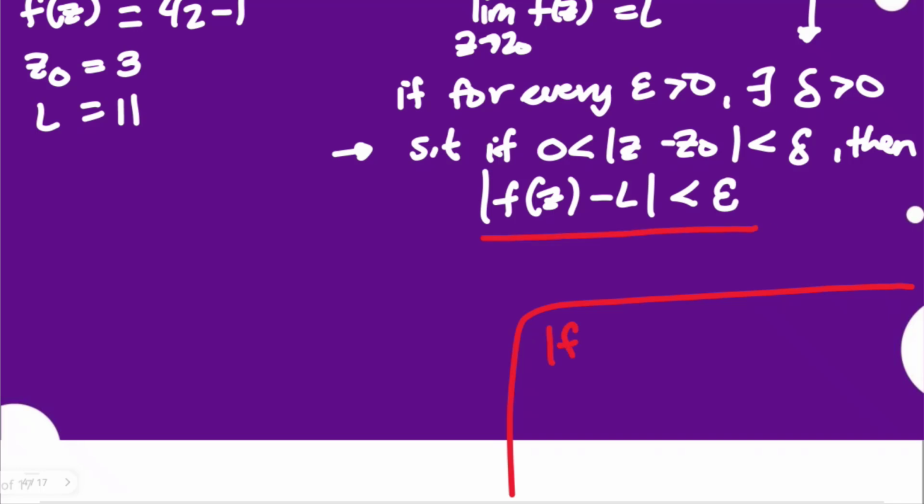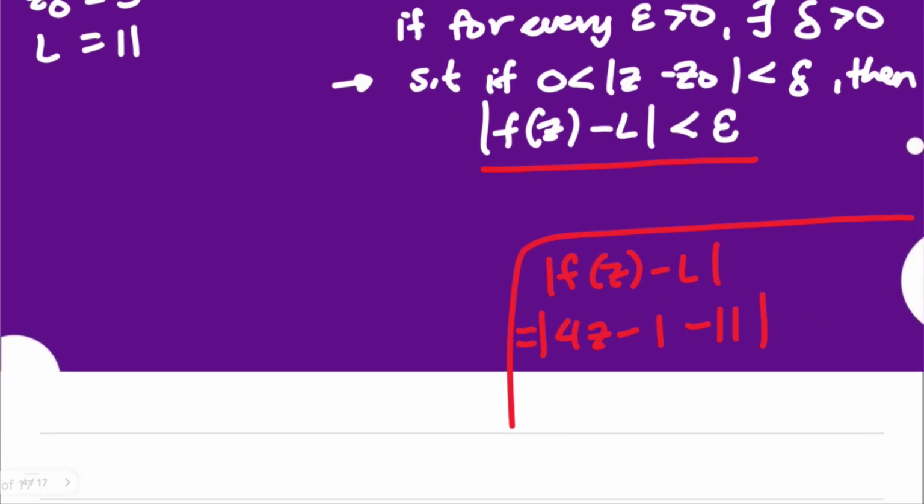Let us take here f of z minus L. We're going to assume certain values later on so that we will know our direction. So our f of z is actually 4z minus 1 minus our L, which is 11. This is equal to 4z minus 12. What is our goal here? Take note that this is to be less than epsilon as our target. Our goal here is to come up with a possible representation for our delta, because that's what we need to prove, and it would satisfy this portion here.